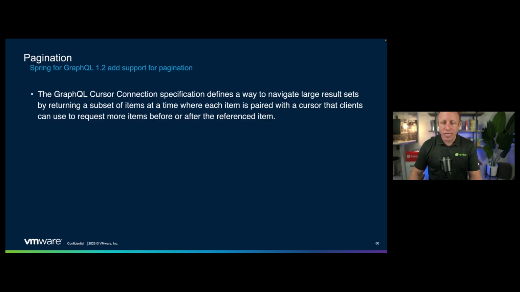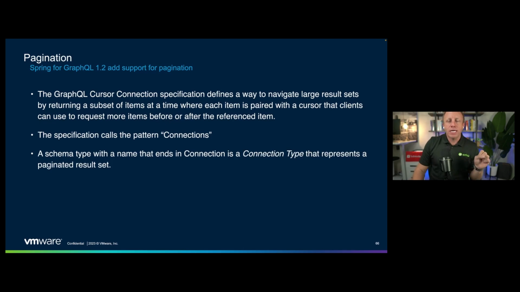This uses the cursor connection specification. It's a way to navigate large result sets. The way that this works is it uses something called connections. We'll see this word come up. Basically, we saw the schema. We built out our schema with our object type, our operation type.